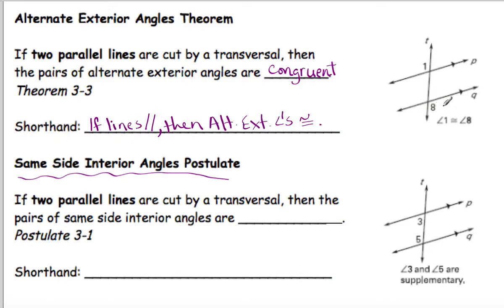And it's very important that you realize the lines have to be parallel first for you to say this. So we have to look in our picture and see that they're parallel in order to use the fact that 1 and 8 would be congruent. And then this would be the reason we would say to be able to say that 1 and 8 are congruent.